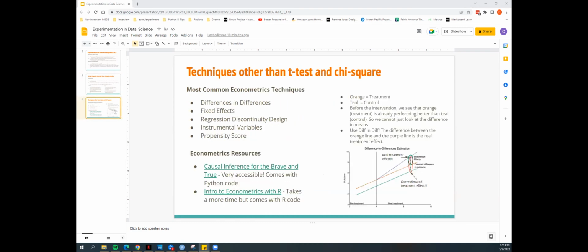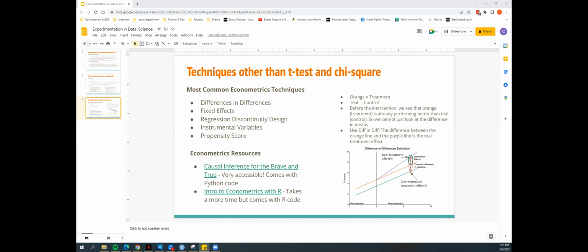So, and this is my last slide. I'm probably coming up on time here. If we cannot A/B test, or if the data is such that we do not meet the assumptions to use common techniques like t-test or chi-square, what do we do? Well, here are 5 common econometrics techniques.